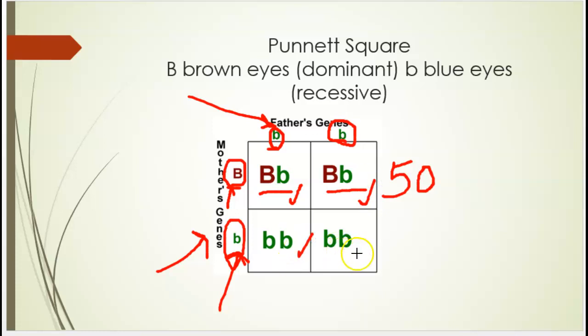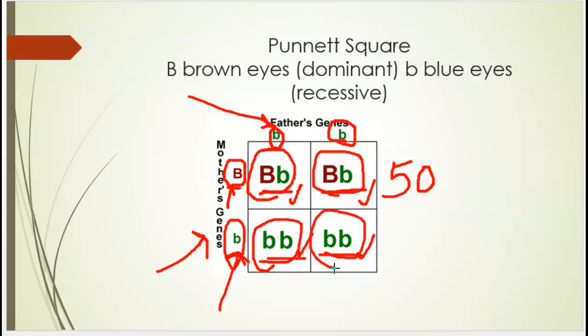So 50% will be brown eyes, and 50% could be blue. Why? Because dominant will always be expressed. So if they were to inherit this combination of their parents' genes, they will have brown eyes. If they inherit this combination of genes, they will have blue eyes. Okay? And we're going to look at one or two more examples of that. Of course, if you have any questions, shoot me an email.